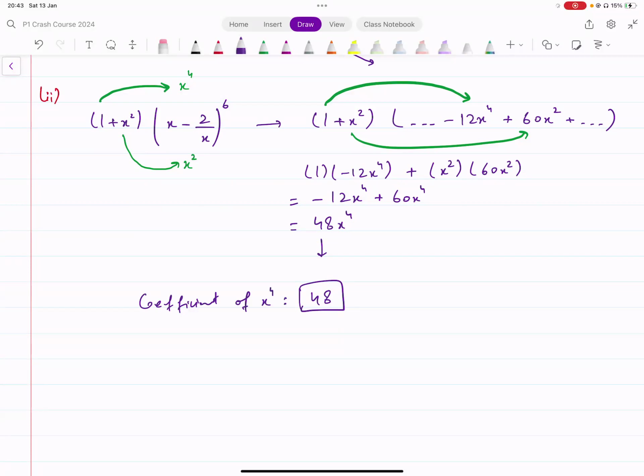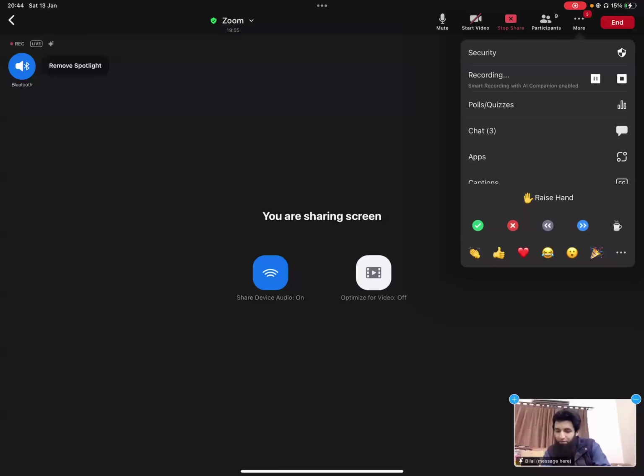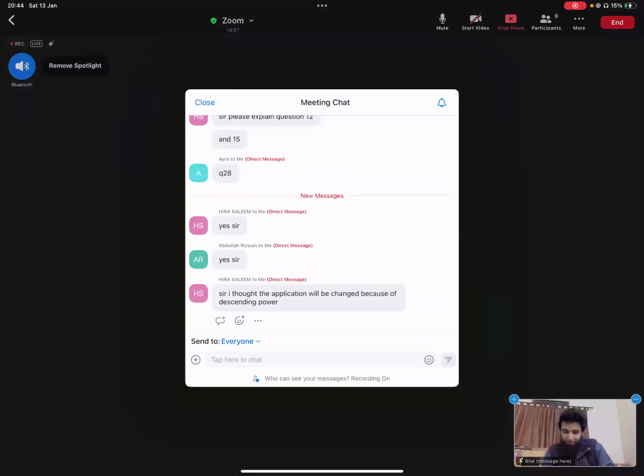If they had asked us for the term in x raised to power 4, this is the term in x raised to power 4. But if they ask us for the coefficient, it is just 48. Okay, that's our final result. Make sense? So now hopefully you should be able to do the rest of the questions like this.